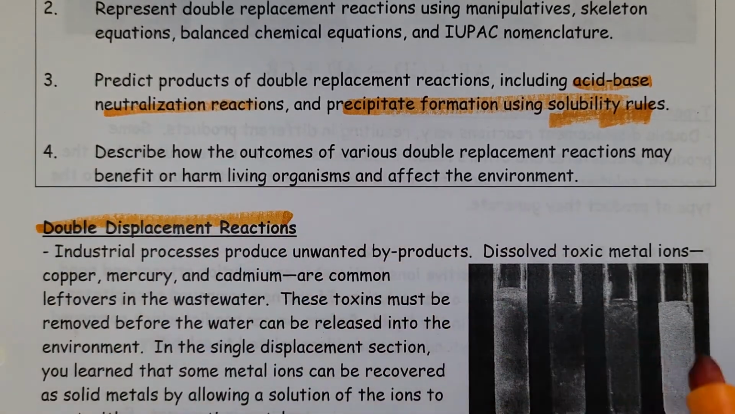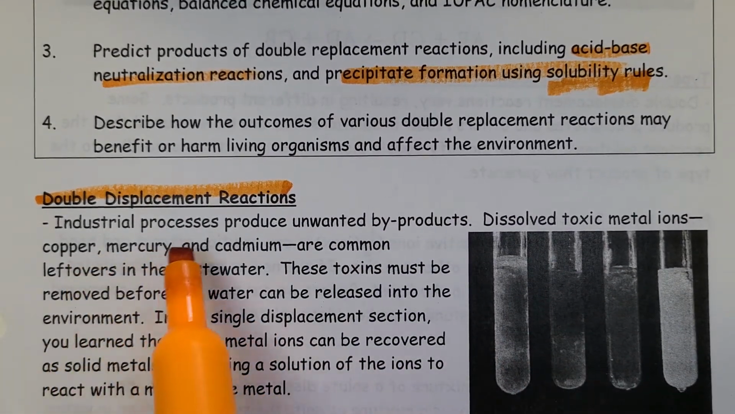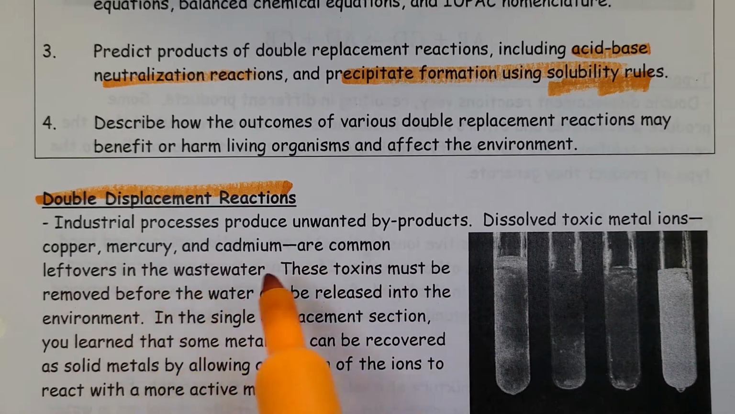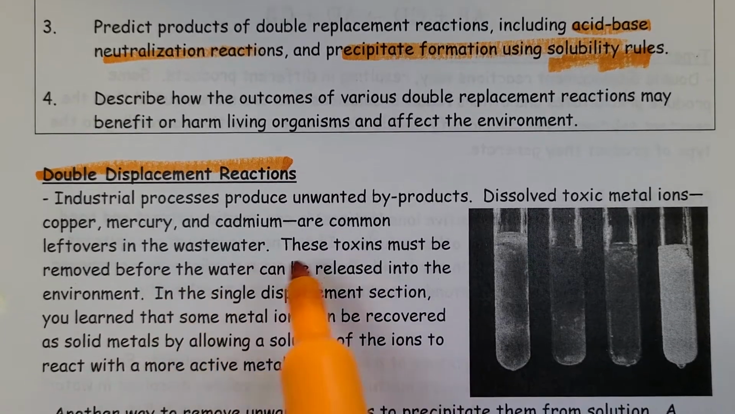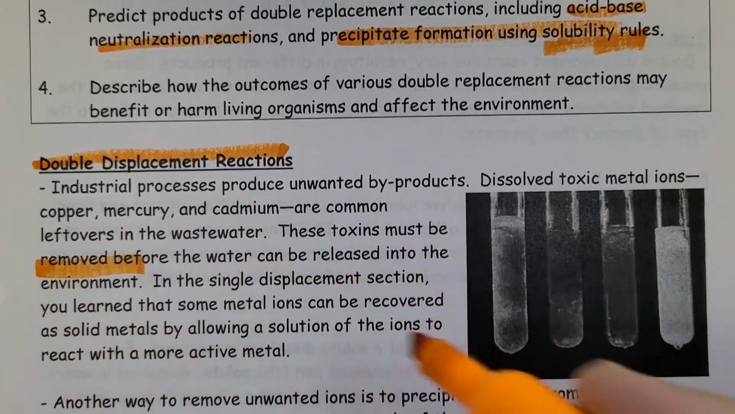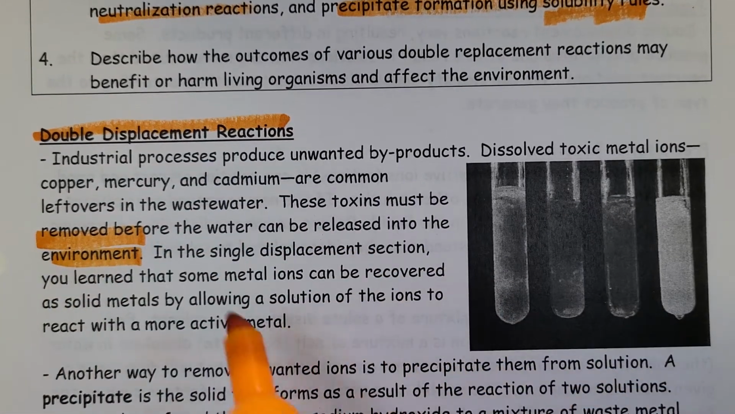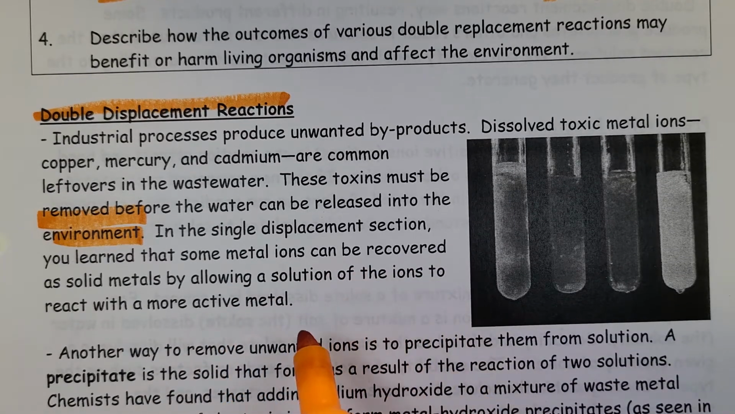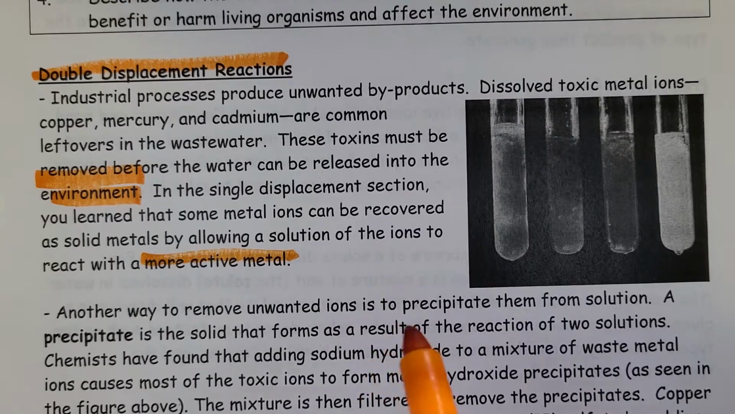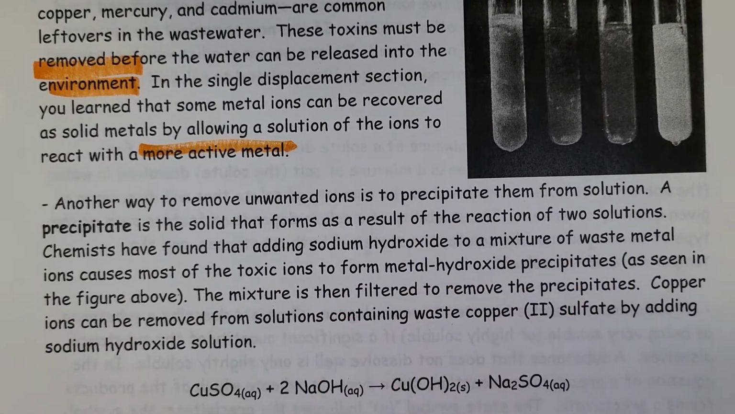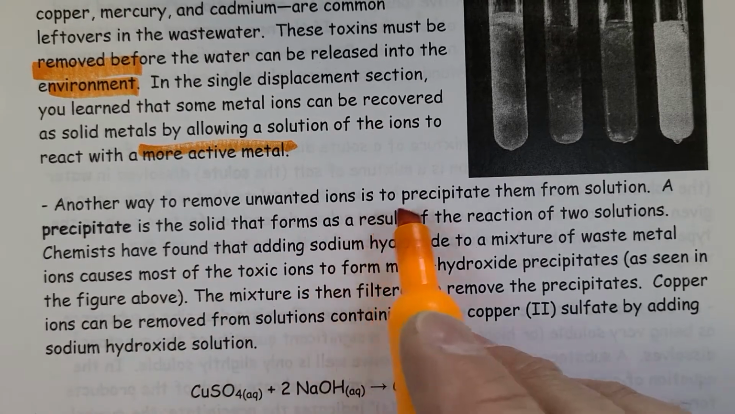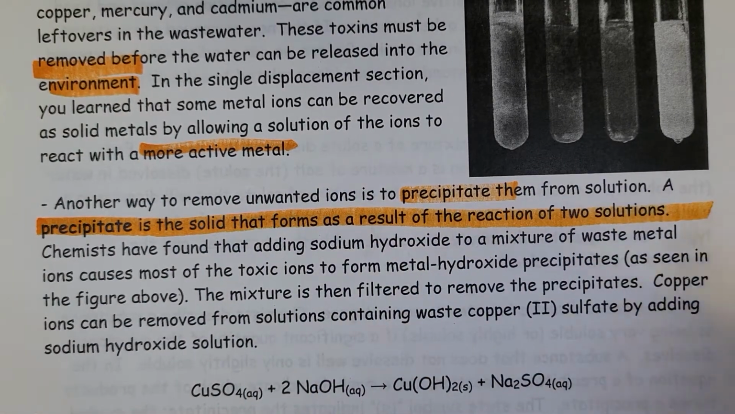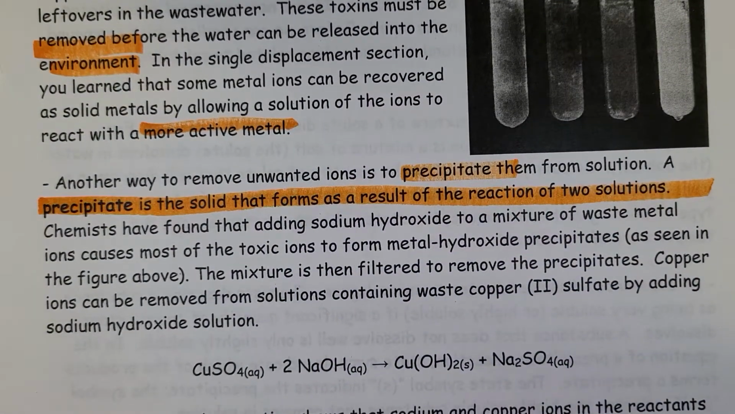So, double replacement reactions, or double displacement. Industrial processes produce unwanted products. Dissolved toxic metal ions, copper, mercury, and cadmium, are common leftovers in wastewaters. These toxins must be removed before the water can be released into the environment. In the single displacement section, you learned that some metal ions can be recovered as solids by allowing a solution of ions to react with a more active metal, so it replaces it, and that dissolved metal comes out as a solid. Another way to remove unwanted ions is to precipitate them. A precipitate is a solid that forms as a result of the reaction of two solutions.